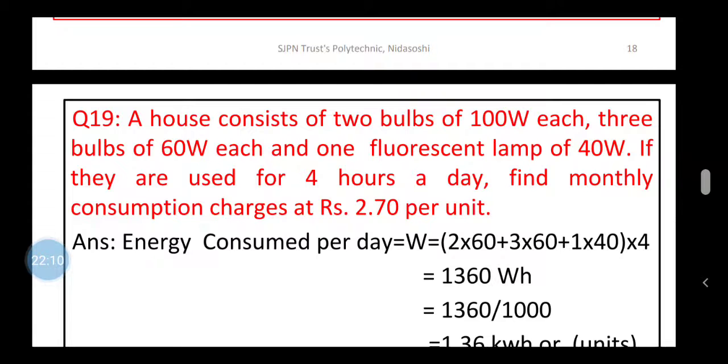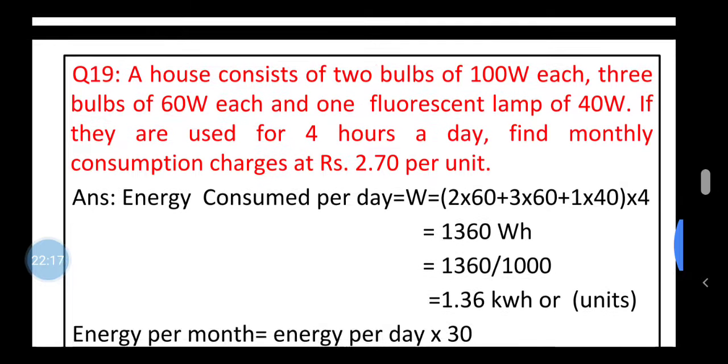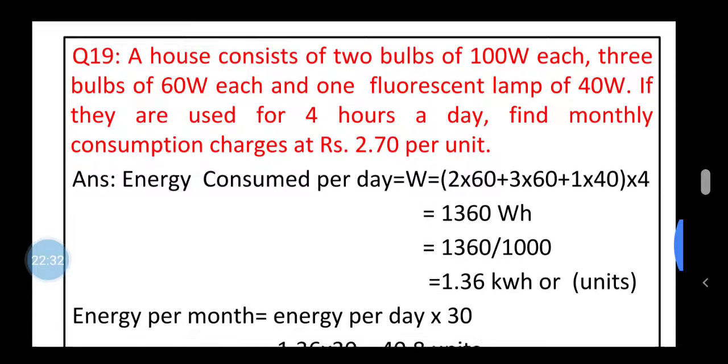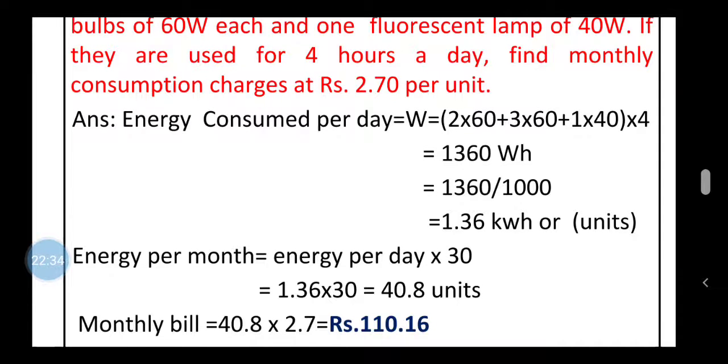Okay, so consider 2 bulbs of 60 watt and 3 bulbs of again 60 watt and 1 fluorescent bulb of 40 watt. The first one I mentioned as 100 watt, strike out that and consider it as 60 watt. So the total energy consumed per day I get as 1360 watt hour. Convert this into kilowatt hour by dividing the watt hour by 1000. So we get 1.36 kilowatt hour.